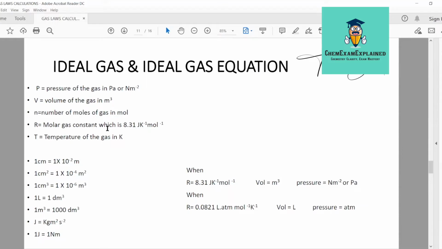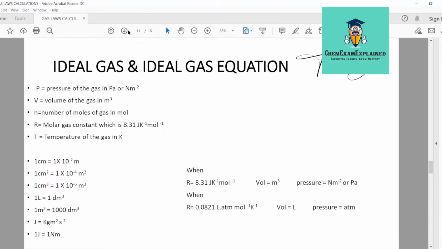And in this case, we're using R to be 8.31 joules per Kelvin per mole, or joules per mole per Kelvin. And the temperature is always in Kelvin. So if it's given in degrees Celsius, you must convert to Kelvin. These are some things that you'll be using to help with converting from one unit to the other when we have a particular R we are working with, whether it is in joules per mole per Kelvin or liter atmosphere per mole per Kelvin.